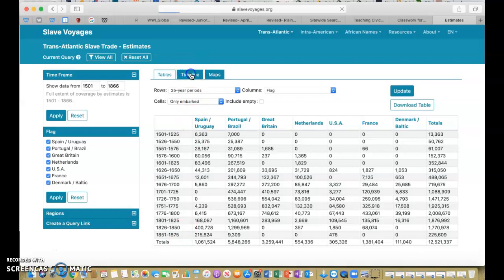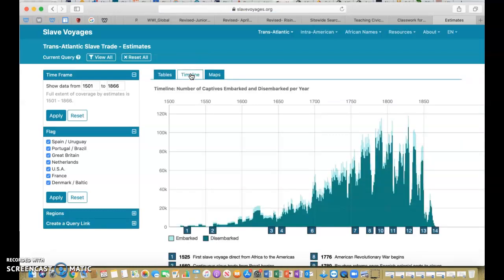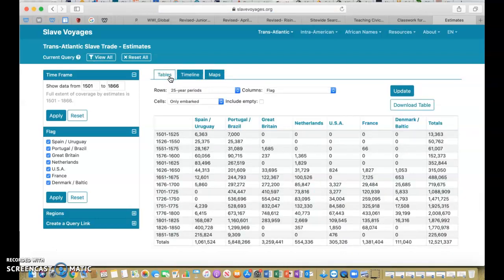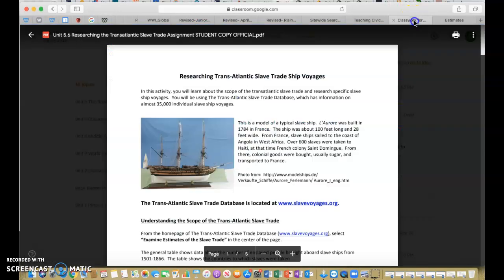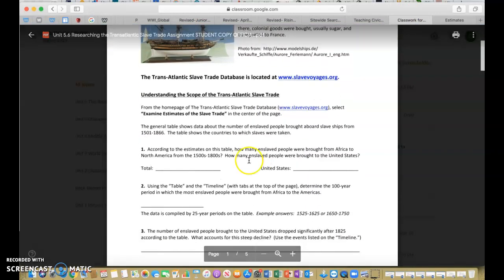There is right here a timeline that you can use also. And then we have maps. So for our review here, as we're looking at the exercises, for instance, it says, understanding the scope of the transatlantic slave trade. Question number 1. According to the estimates on this table, how many enslaved people were brought from Africa to North America from 1500s to 1800s? So our first question as we go down here, how many enslaved people were brought from Africa to North America?